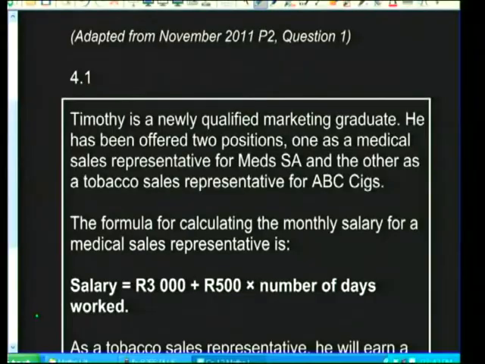Welcome back, guys. We're busy looking at graph work, and we're now getting to the exciting stuff, paper 2. Having said that, though, we've only got about 10 minutes left, so we really got to focus together now. So this is adapted from my November 2011 paper 2. Because it's paper 2, I know, guys, there's going to be a little bit of analyzing in this question. So let's read the question.